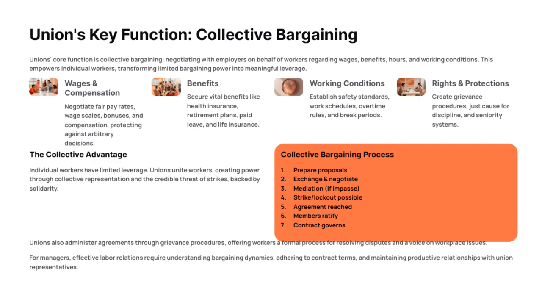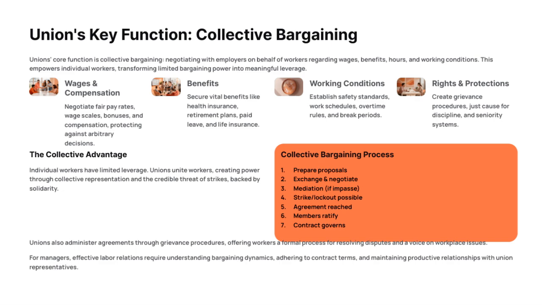Now, individual workers often have limited leverage on their own. That's where unions come in. They unite workers and create power through collective representation, including the credible threat of strikes, supported by solidarity among members. This collective strength offers tangible advantages. For instance, unions help create grievance procedures, establish just cause for discipline, and set up seniority systems. They also work to establish safety standards, work schedules, overtime rules, and break periods, improving working conditions overall.